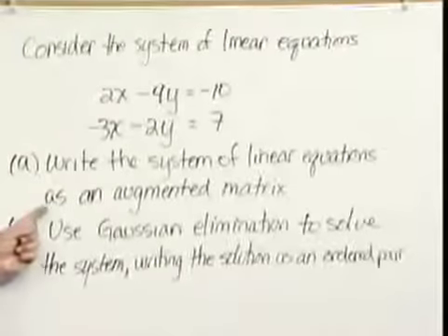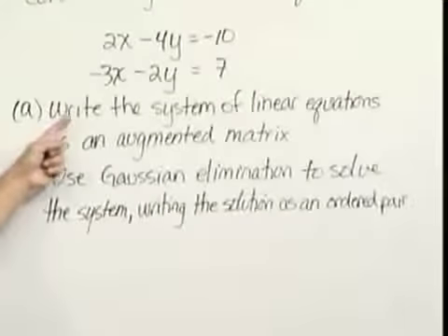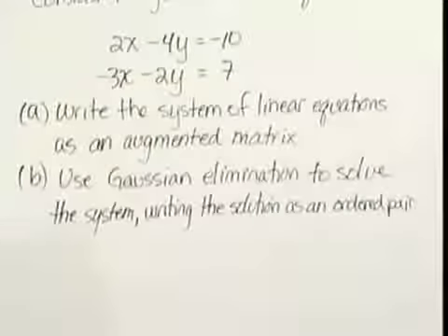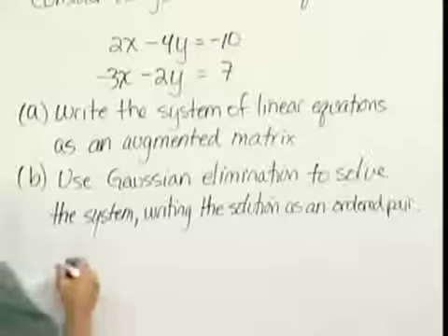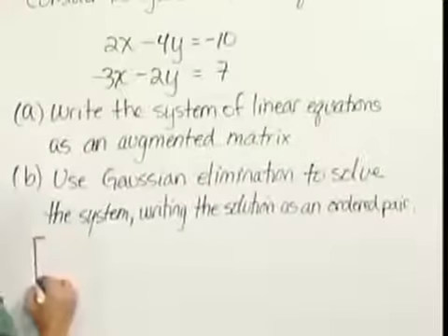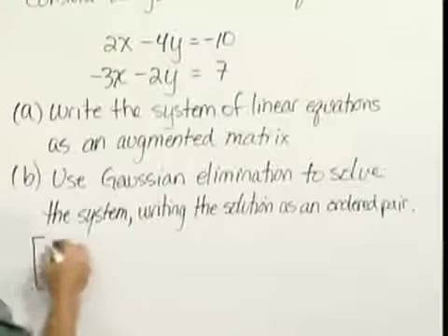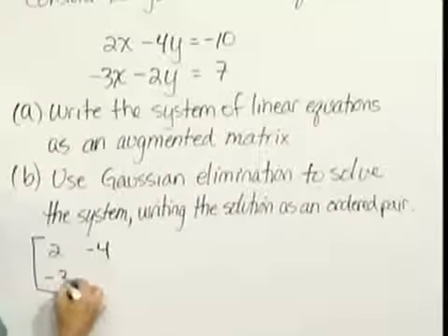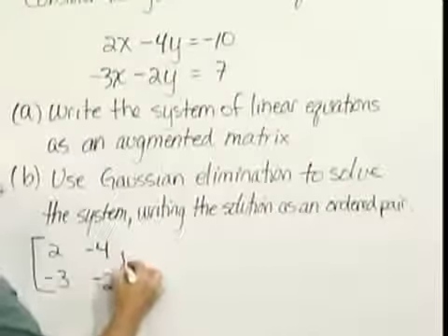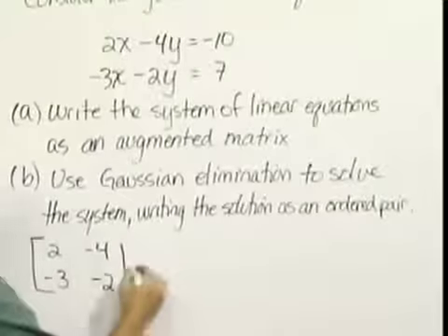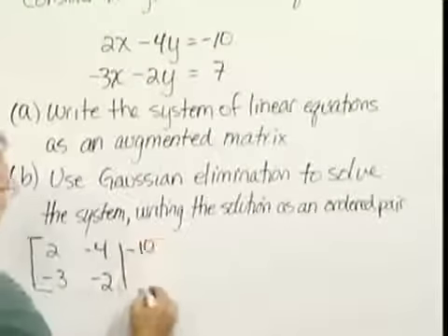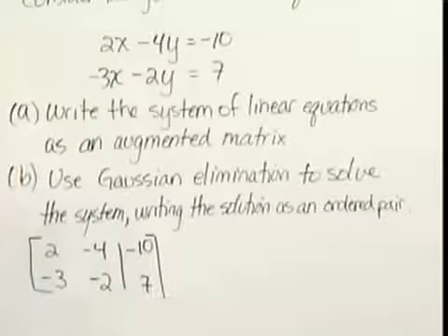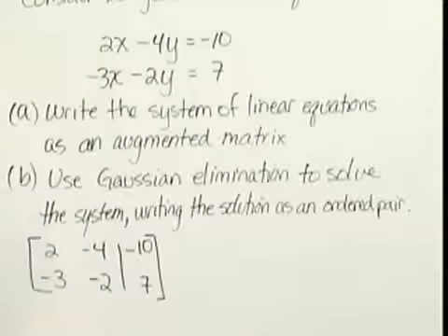So for part A, what we do is we look at the system of equations and we write the coefficients of the variables with the constants in a matrix form. In other words, it would be 2, negative 4, negative 3, negative 2, then a line separating the constant terms of negative 10 and the 7. So there's our augmented matrix.